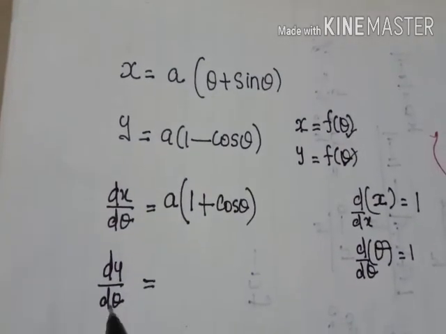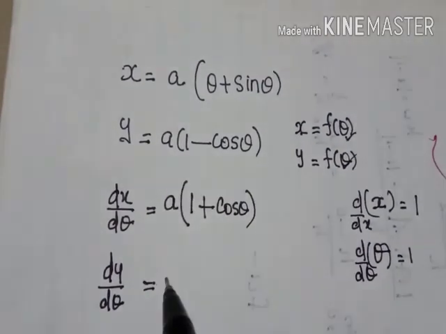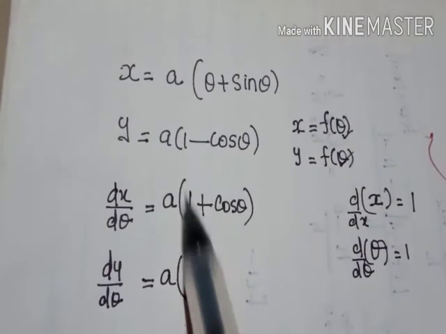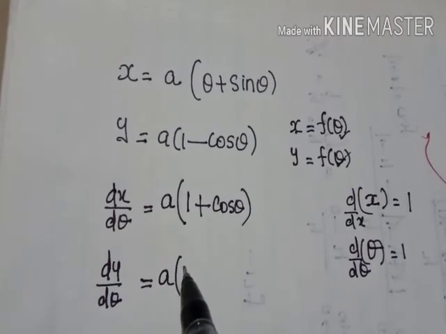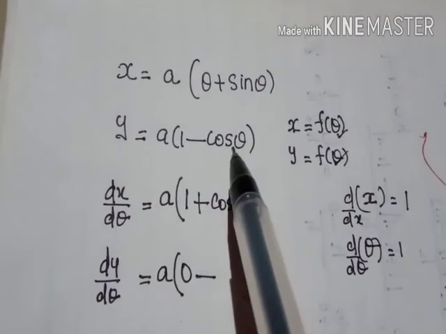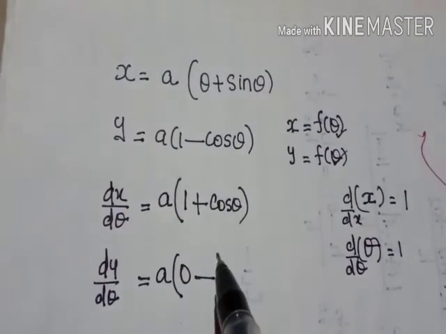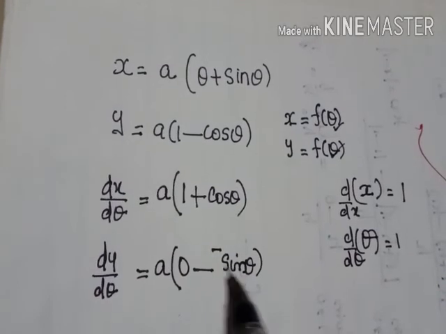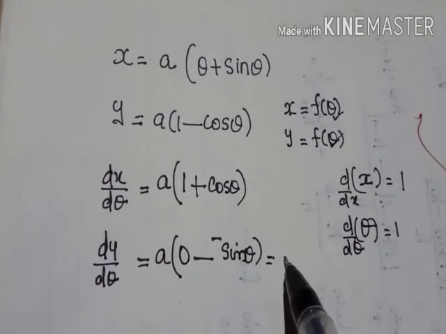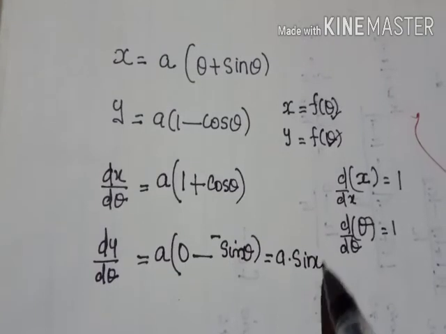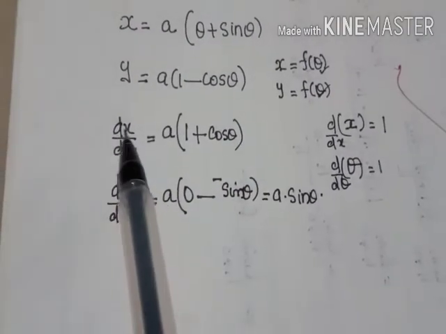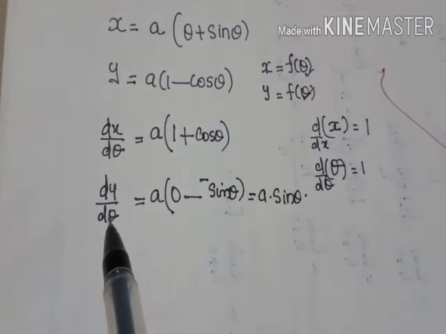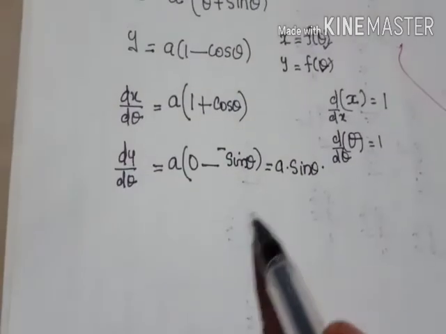Now find dy by d theta. Here a is constant. So a into the derivative of 1 with respect to theta. The derivative of a constant is 0, minus the derivative of cos theta. The derivative of cos is minus sin. So these two minus signs become plus. So a into sin theta. So we have dx by d theta equal to a into 1 plus cos theta and dy by d theta equal to a into sin theta.